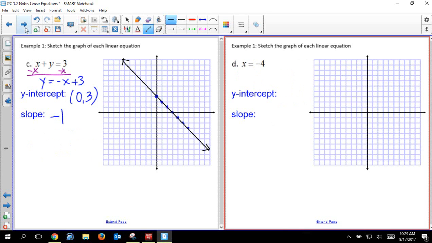Okay, the last one is x equals -4. But it's not in the form of y equals mx plus b. Can I make it in the form of y equals mx plus b? I can't, because what kind of line is it? Vertical line, and what is my slope of that vertical line? Undefined.